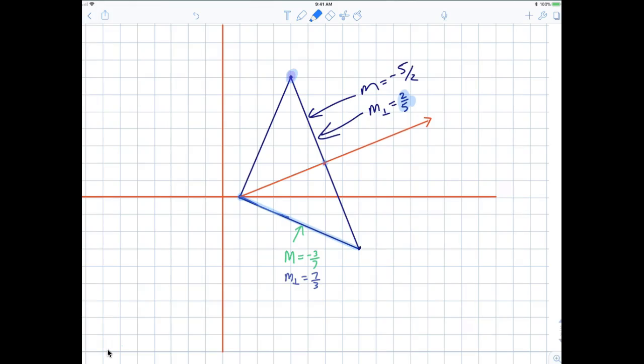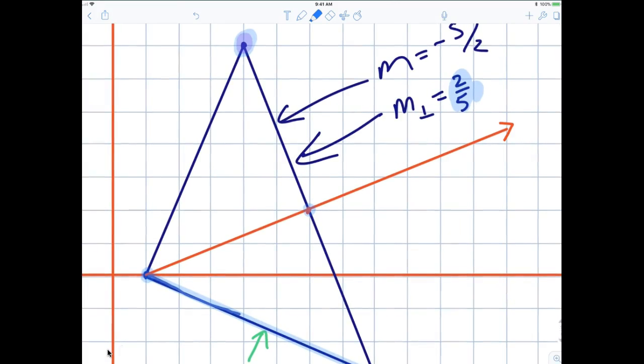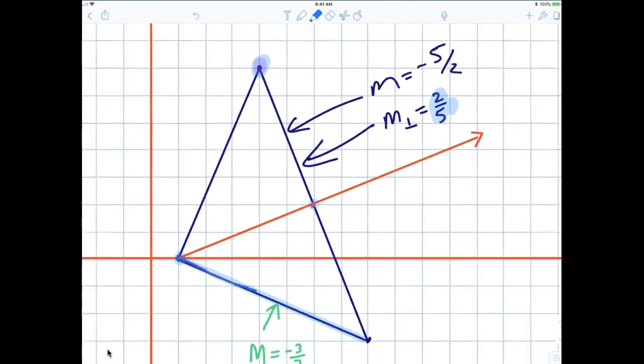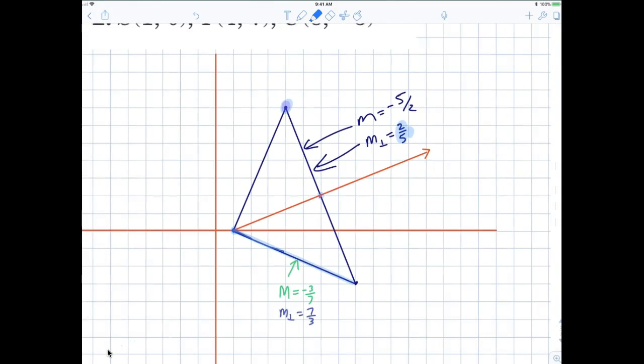So should I go up 7 and to the right 3? No, that wouldn't make sense because you're going away from the triangle. So I'd have to go down 7 and to the left 3. So 1, 2, 3, 4, 5, 6, 7. 1, 2, 3. Wow, that's kind of weird. I didn't realize that. Those two lines are perpendicular.